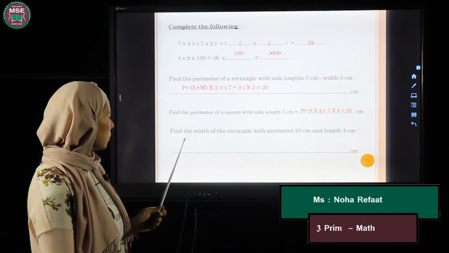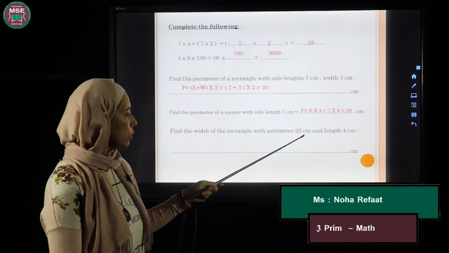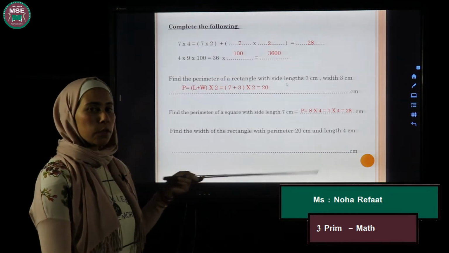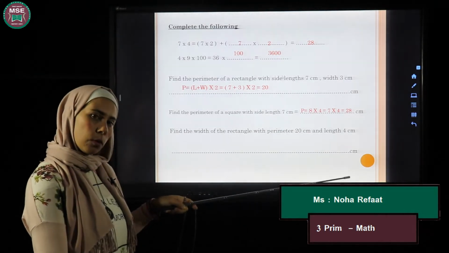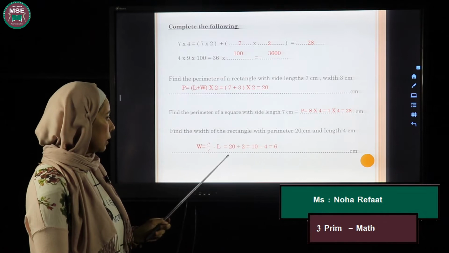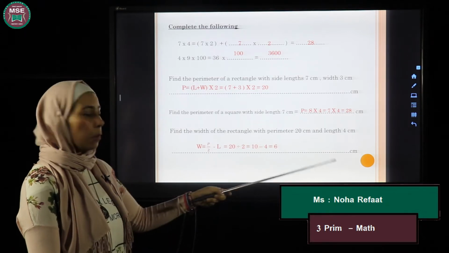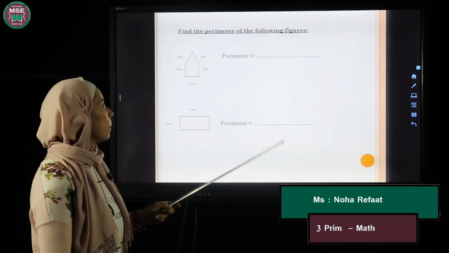The next question, find the width of the rectangle with the perimeter 20 cm and the length 4 cm. The rule of the width says width equals perimeter divided by 2 minus the length. So we have the perimeter 20 divided by 2 equals 10, minus the length, which is 4, equals 6 cm.